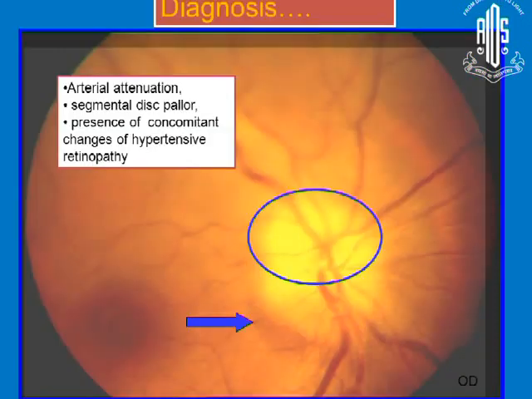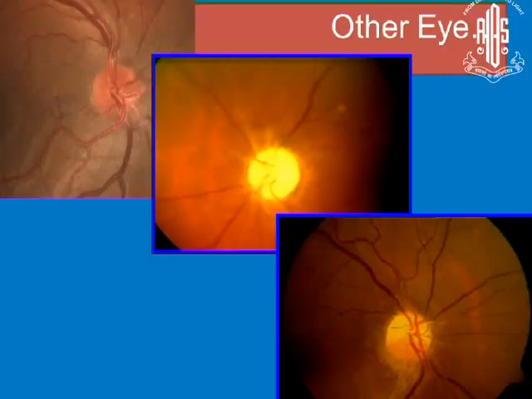So the diagnosis is aided by the presence of specific signs: vascular attenuation, segmental disc pallor, presence of concomitant changes of hypertensive or diabetic retinopathy, and the other eye examination may also help us. For example, there may be a small disc, like in this patient, there is a very small disc, you can hardly make out the cup in the disc at rest. Or sometimes if the other eye was involved, there may be a diffuse or a segmental disc pallor with attenuated blood vessels.